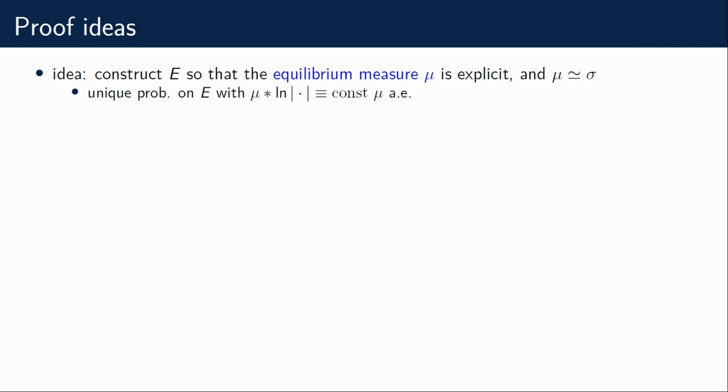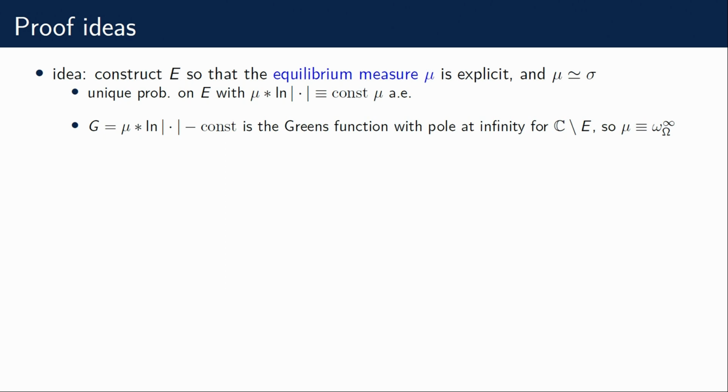Who is this equilibrium measure, mu? Well, by definition, it's the unique probability measure on the set E, where if you convolve this measure with the natural logarithm, you get a constant almost everywhere on the support of the measure. And why do you care about this thing? Well, it's just harmonic measure in disguise. If you look at the convolution minus this constant, it turns out that this is up to a constant multiplication factor the Green's function with pole at infinity. And so the equilibrium measure is exactly harmonic measure with pole at infinity. So it's just a different way of characterizing harmonic measure.